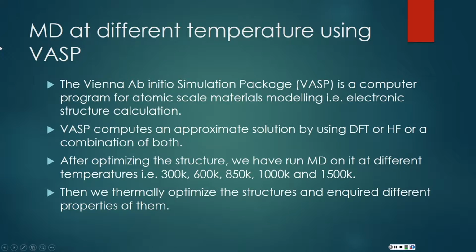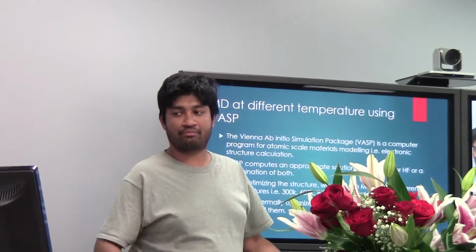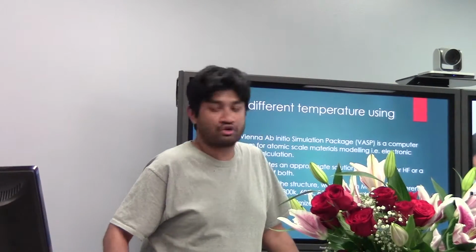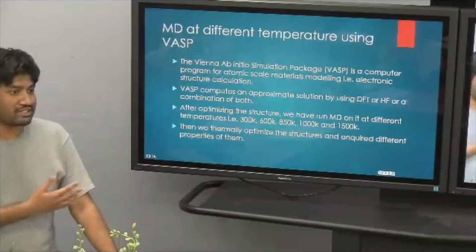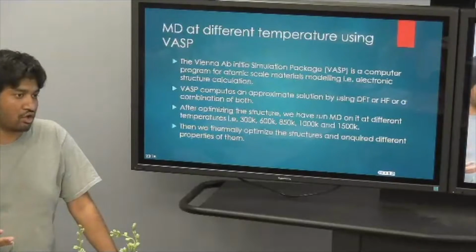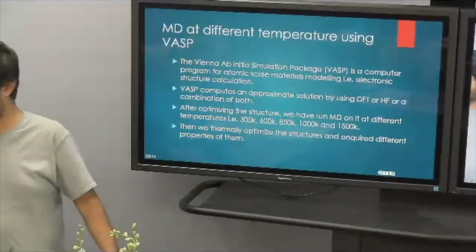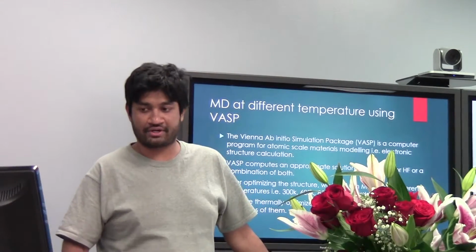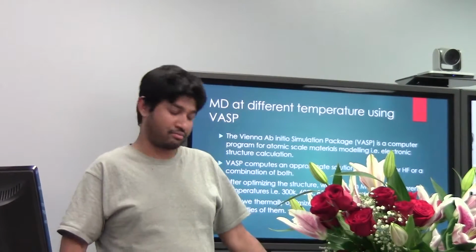The Vienna ab initio simulation package is a computer program for atomic scale materials modeling and electronic structure calculation. It computes an approximate solution by using DFT or Hartree-Fock or a combination of both. After optimizing our structure, we run MD at different temperatures like 300 Kelvin, 600, 850, 1000 Kelvin and 1500 Kelvin. Then we thermally optimize the structures and compute different properties of them.